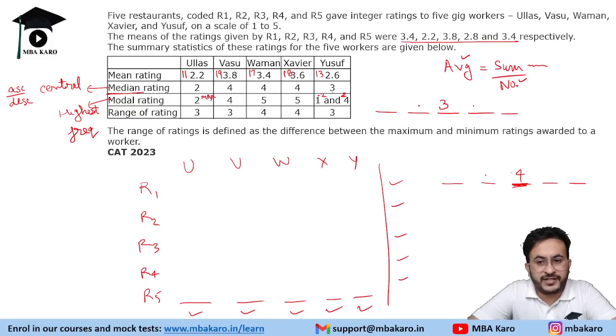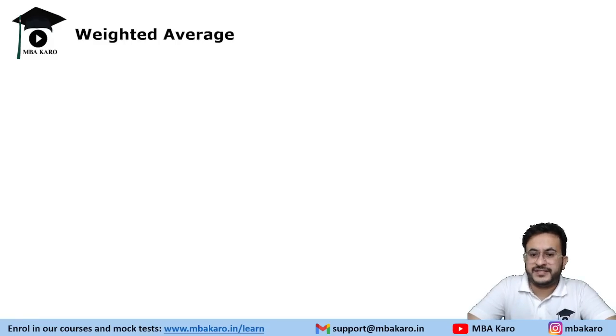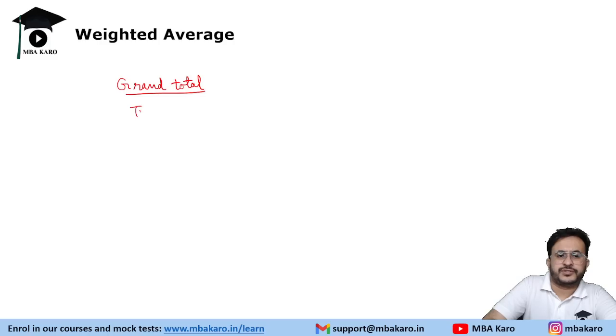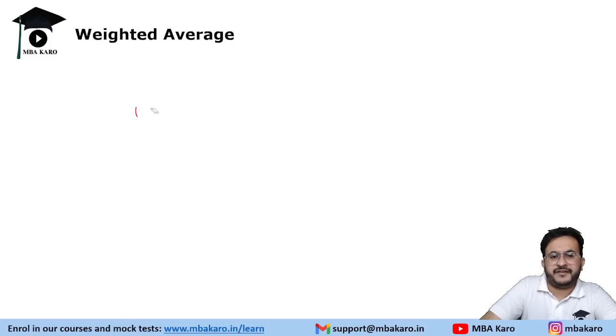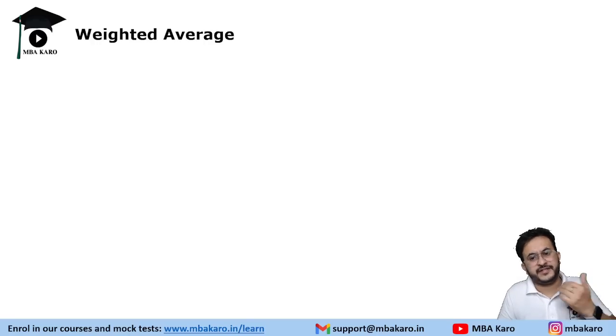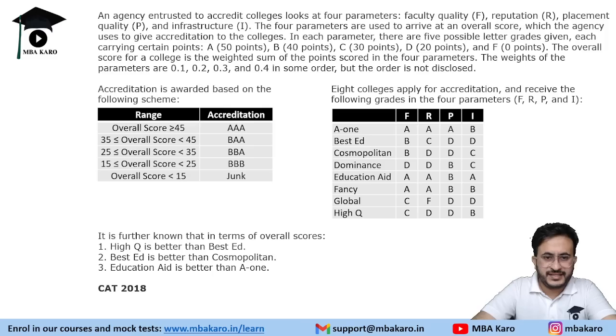So average is another concept which could be tested in DILR this time. Next is weighted average, right? What is weighted average? Weighted average is basically grand total upon total values. Or rather, they will not say weighted average. They give you the weights of items and you need to find those values. It is the reverse of weighted average. So let us see that example.